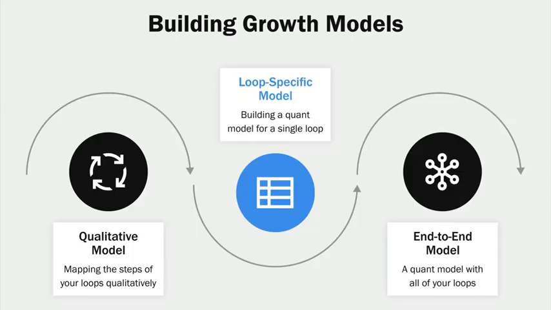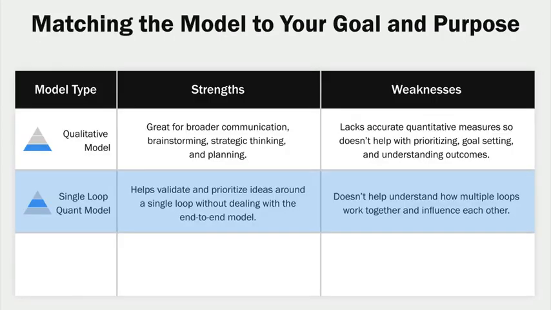So let's talk a little bit more specifically about the single loop quantitative model. As a reminder, different types of models have different strengths and weaknesses. The single loop quant model helps us validate and prioritize ideas around a single loop without dealing with the end-to-end quantitative model, but it doesn't really help us understand how multiple loops work together and influence each other.